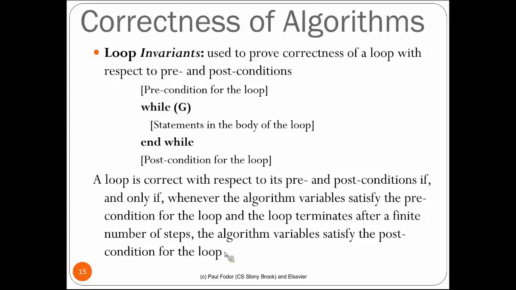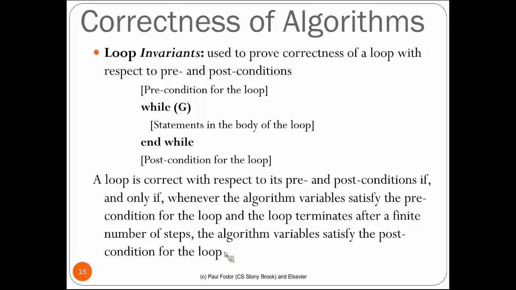One of the specific cases of using invariants is loop invariants. They are logical formulas associated with the iterations through loops, which prove the correctness of the loop with respect to the preconditions and the postconditions for the loop. We say that the loop is correct with respect to its preconditions and postconditions if and only if whenever the algorithm satisfies the precondition for the loop and the loop terminates after a finite number of steps, the algorithm's variables also satisfy the postconditions of the loop.